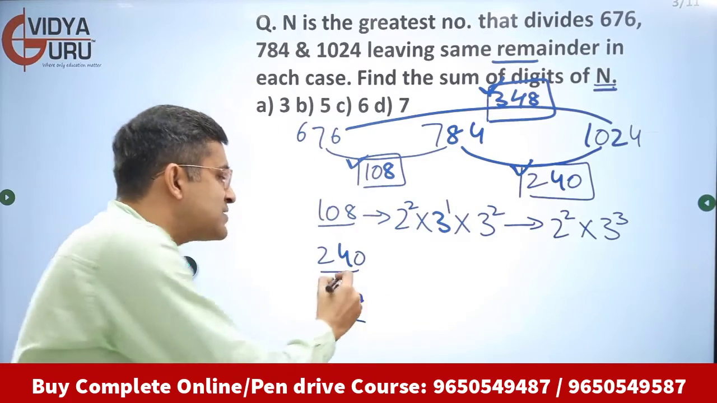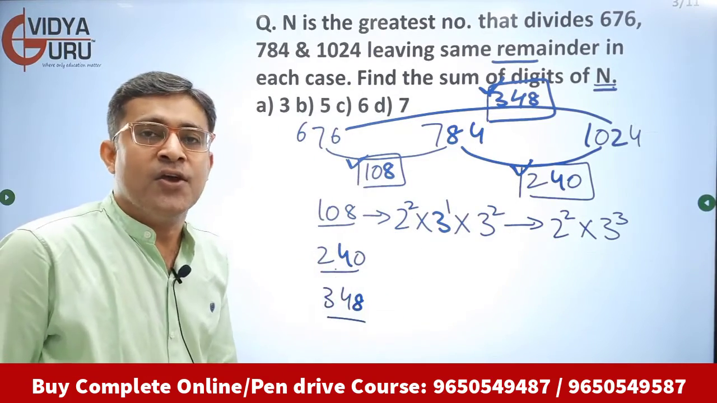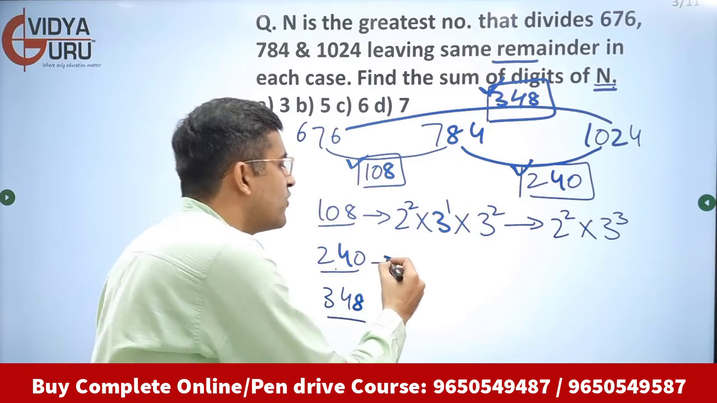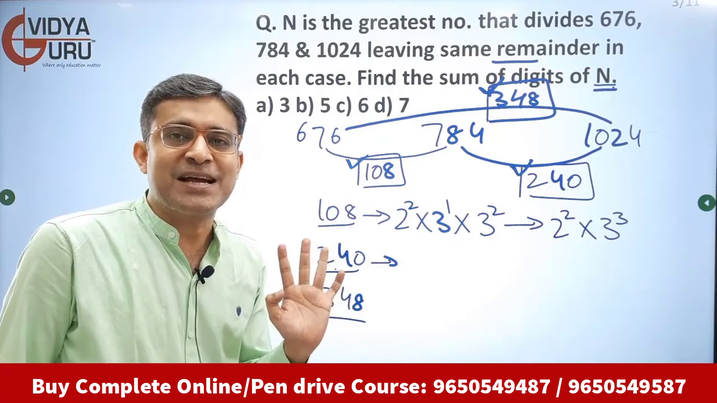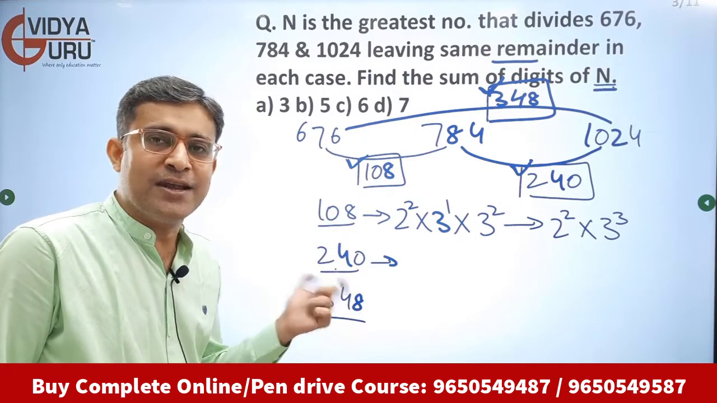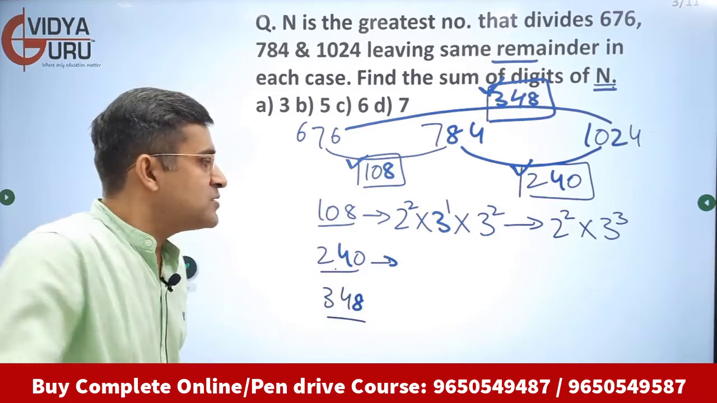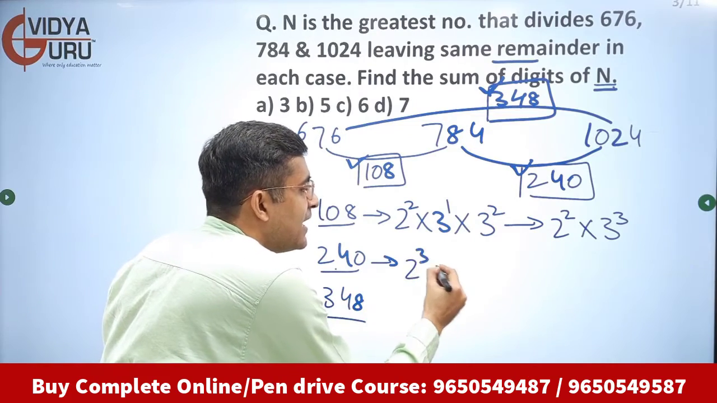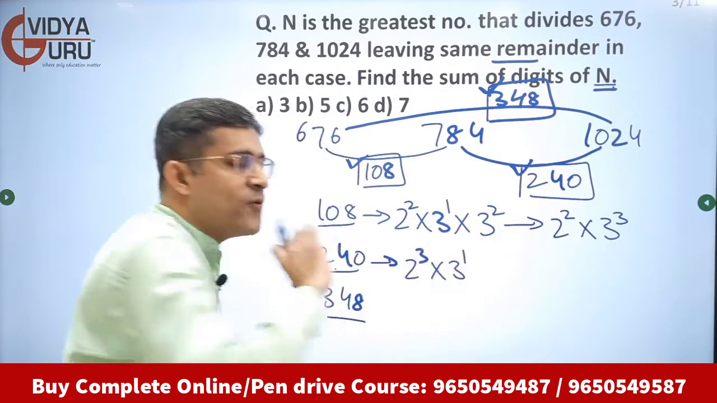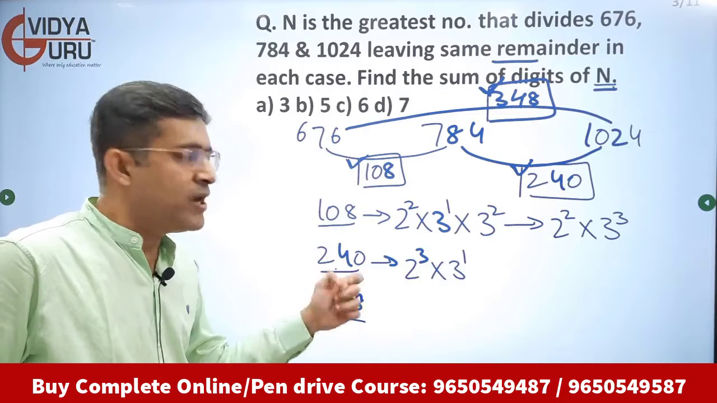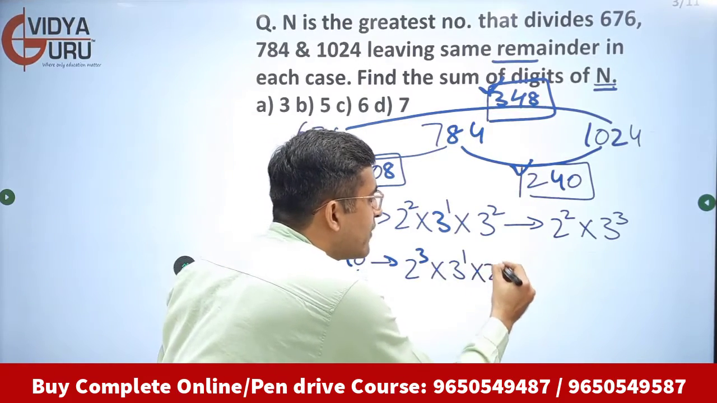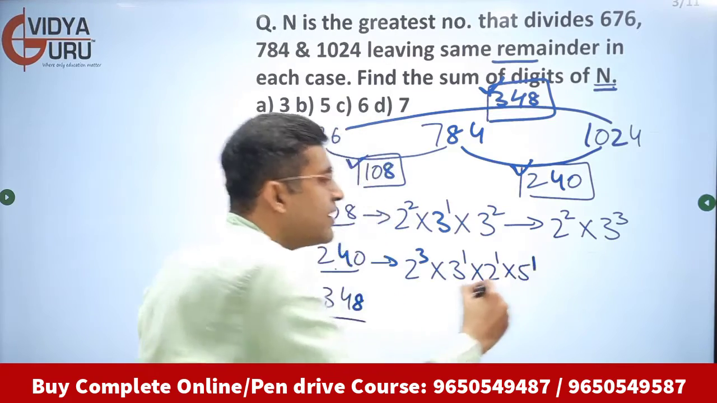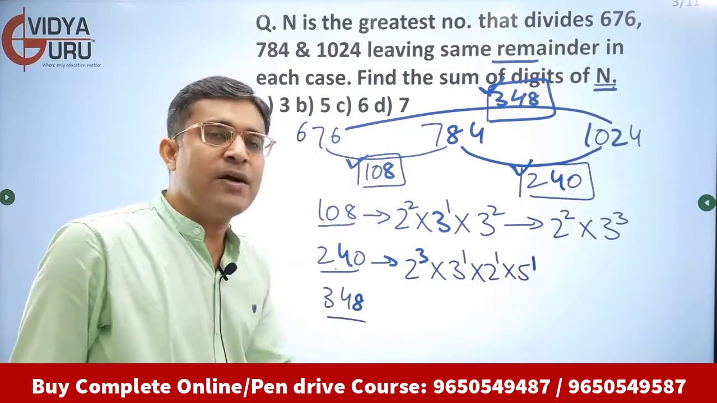Sure? Now let's do the same thing for 240. 8 threes are 24. That is the first thing that comes to my mind when I look at 240. So 2 cube is 8. 8 threes are 24. That's how I have written 24. 24 into 10 is 240. 10 can be written as 2 raised to power 1 into 5 raised to power 1, 2 5s are 10. That's how I've written it.